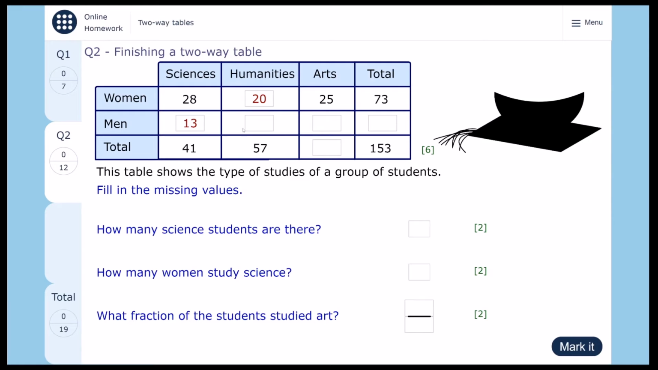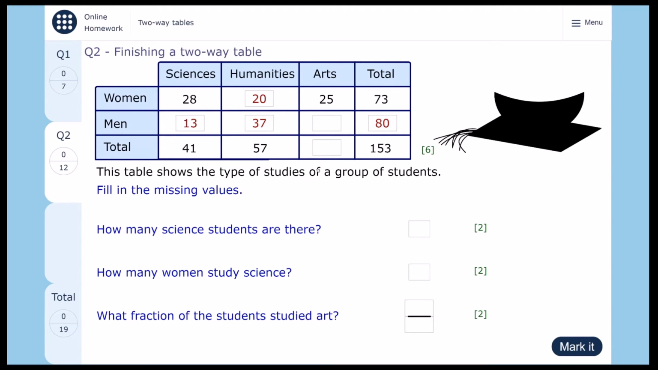Doing the same thing for humanities, I can see that 57 people chose this in total and 20 were women. So taking 20 away from 57, I get 37 males who did humanities. Again, if I look at the total, I know that there was 153 people in total, 73 of which were women. If I take 73 away from 153, I get 80, which means that there were 80 men in total.